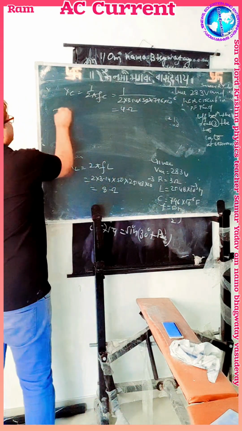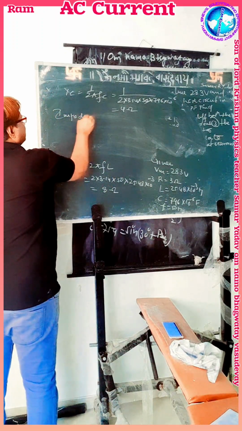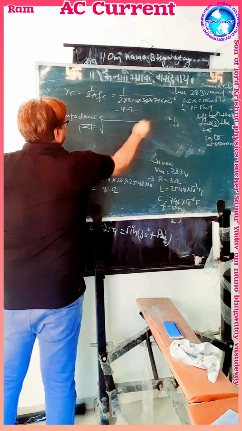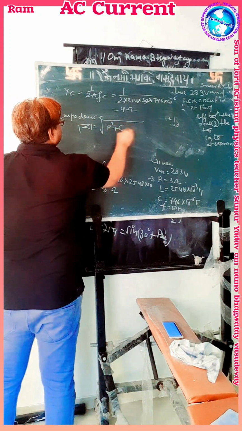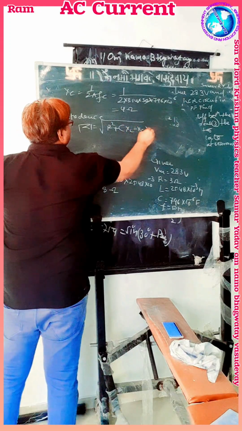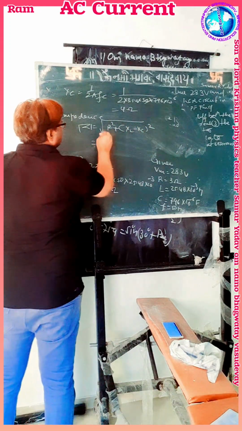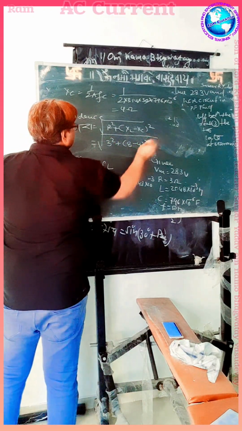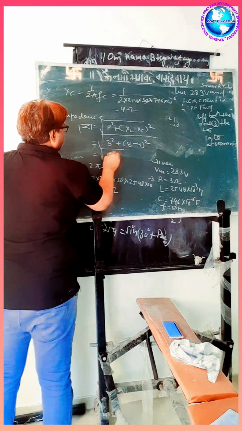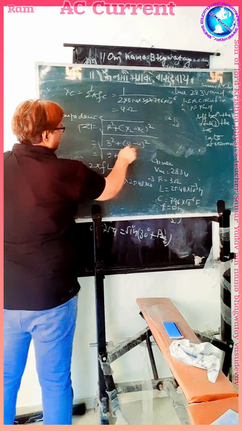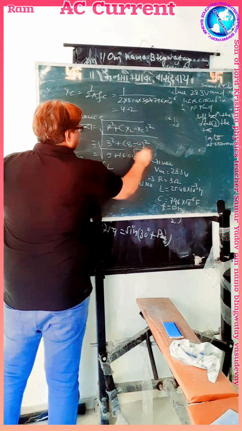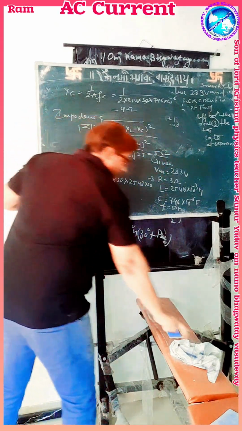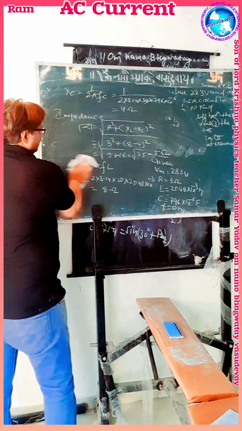Now impedance Z is equal to under root R square plus XL minus XC whole square is equal to under root 3 square plus 8 minus 4 whole square, is equal to under root 9 plus 4 square is 16. Under root 25 is equal to 5 ohm.